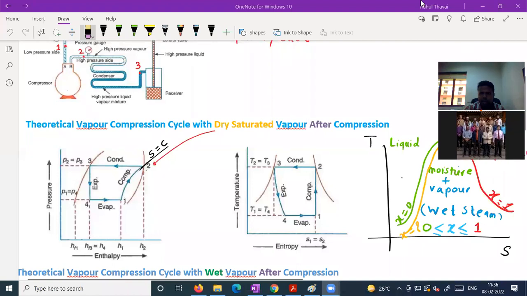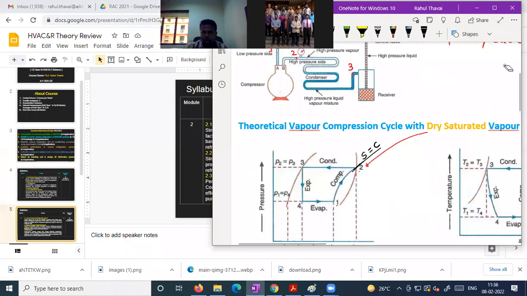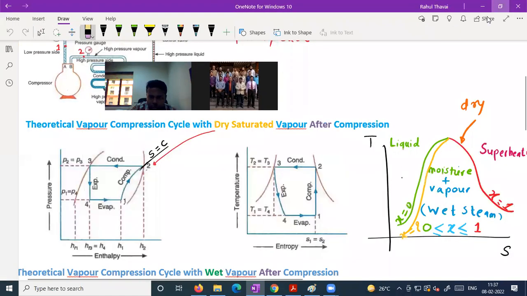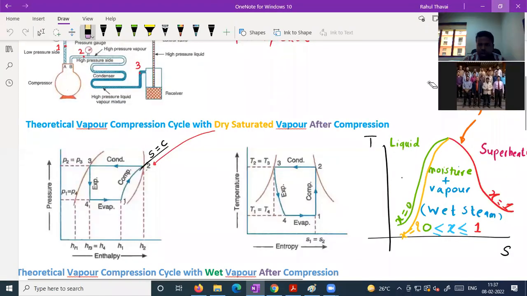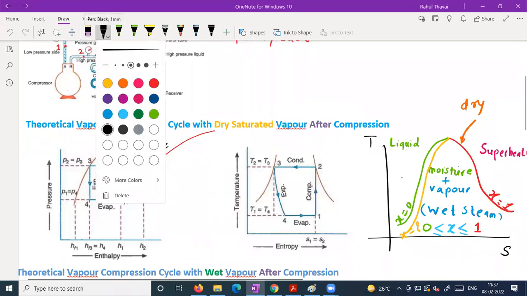Same as what we got in the pH diagram, same thing we have plotted on a TS diagram. So again, on the TS diagram, we are getting a point number two as a dry saturated. So here also, I'll just show that point. Point number two is a dry saturated.